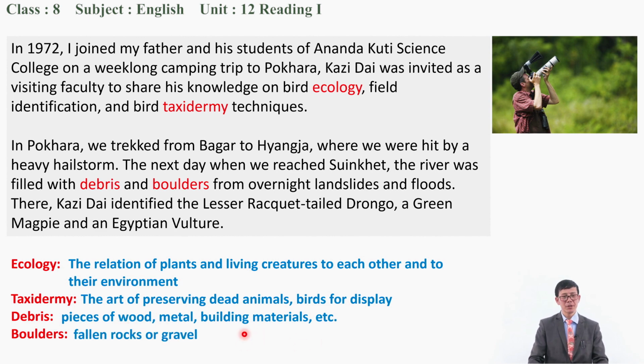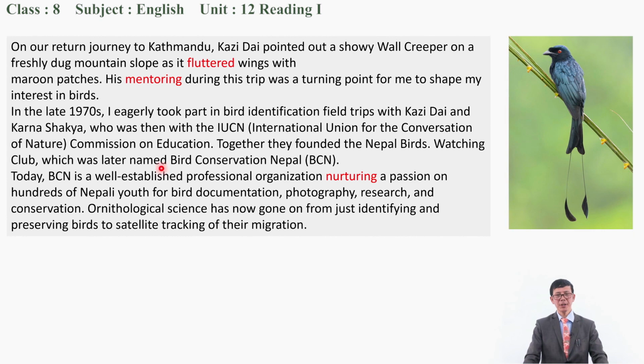You see the boulders there. This is again the fallen rocks or the gravel. During the flood time, in let's say the summer, these are just swept away in the bank of the river. So you can see these things. Let's see here. Oh, what a nice bird. You see a nice bird there.